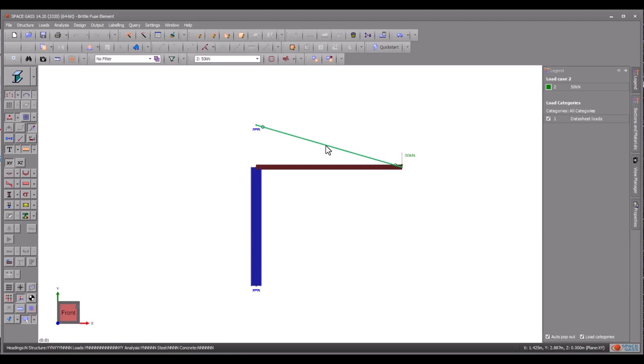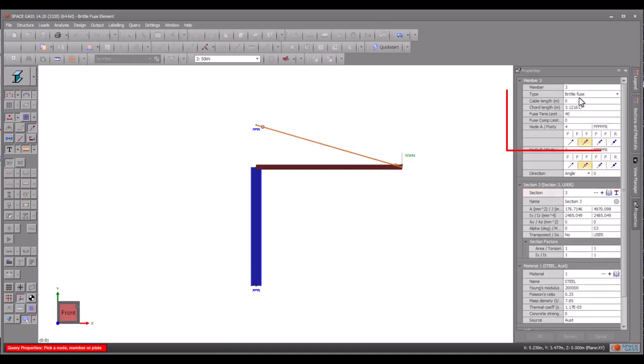To designate a member as brittle in Space Gas, double-click the member and select Brittle in the properties form that emerges. Two crucial attributes of a brittle fuse element are the fuse tension limit and fuse compression limit, which, if exceeded, cause the member to rupture axially in a brittle manner. Note that a fuse force limit of zero is treated as though it was infinite. In other words, with an unlimited axial capacity in that direction.